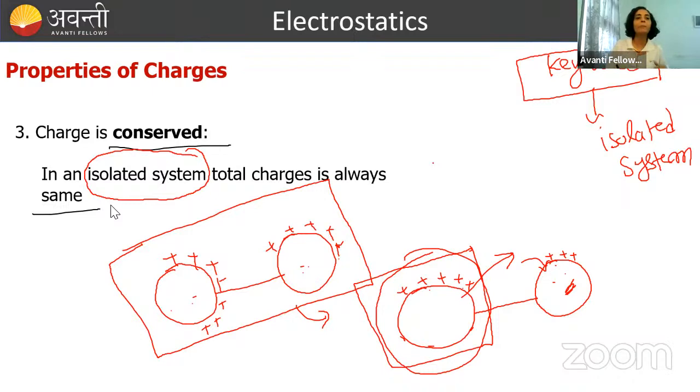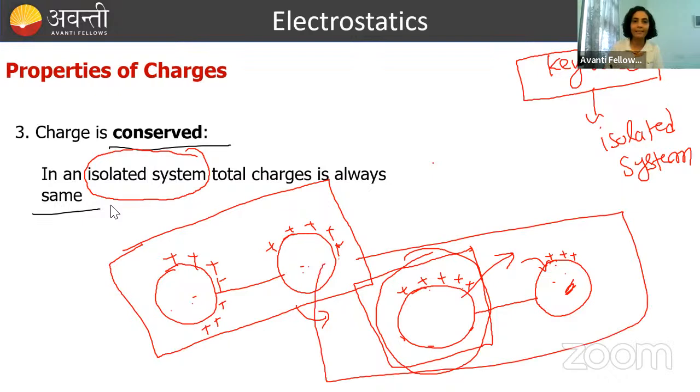Charge is conserved when my system is isolated, meaning it is not connected to any battery or to any other body which can take its charge. Then charge will remain conserved. If I call these two together a system, then I can say charge is conserved, because I am considering these two as a system.